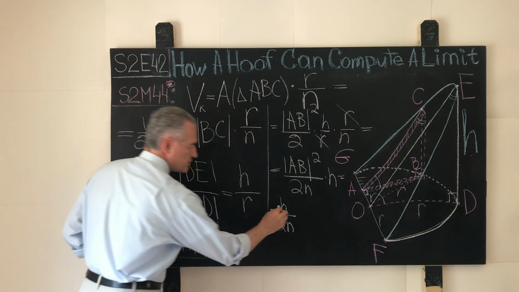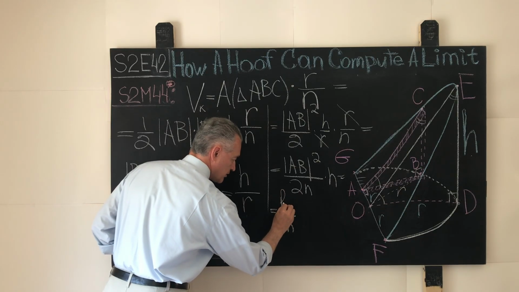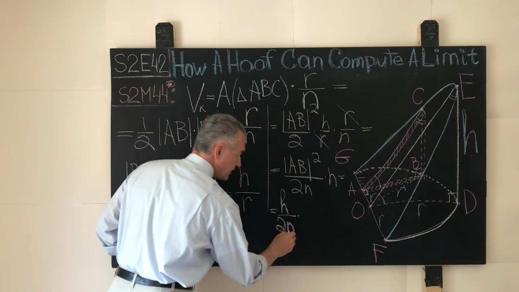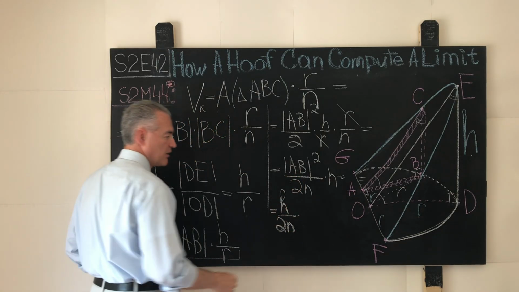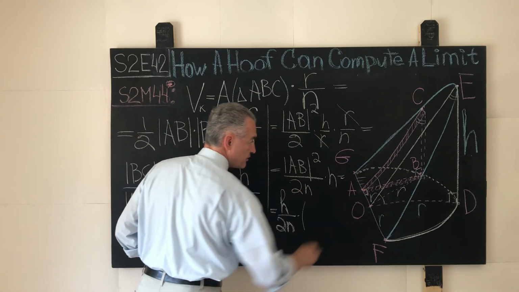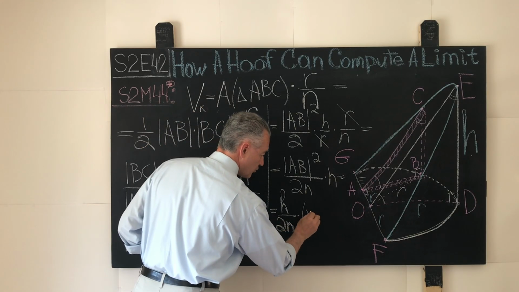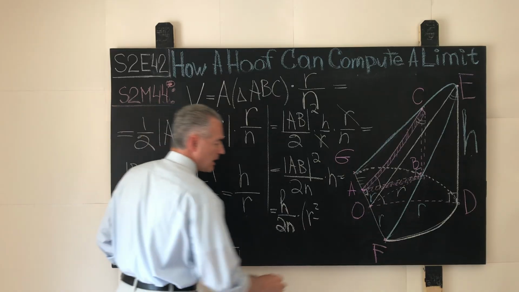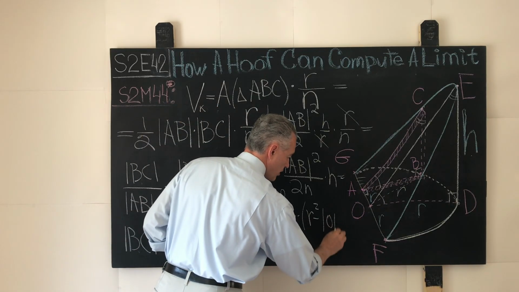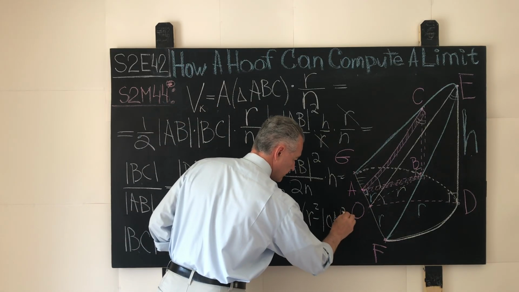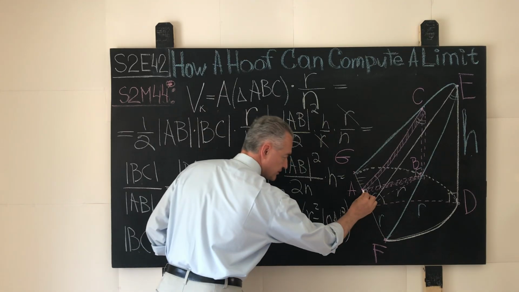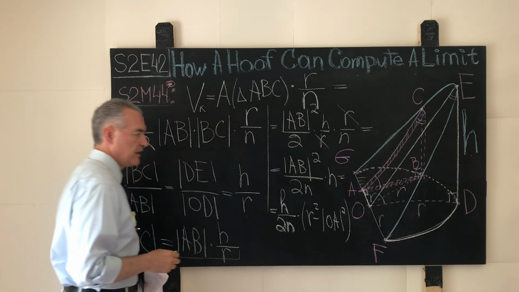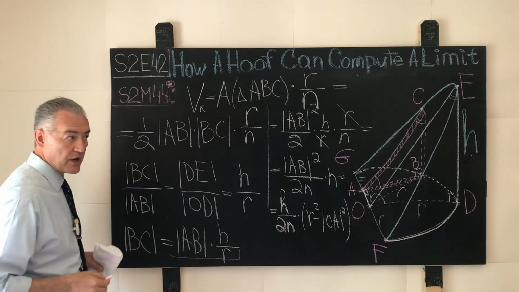H over 2n, just to make sure that you guys understand my scribbles, H over 2n times the square of AB, which is, by the Pythagorean theorem, what? R squared minus what? Minus OA squared. So far so good. This distance right here, this guy, OA squared. And what is OA squared?